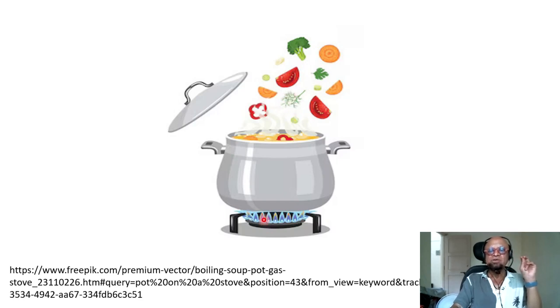So the energy is getting transferred to the pot, and the pot is transferring the energy to the water, and the water is transferring the energy to the things that are floating in the water. Could be milk and tea leaves and so on and so forth. But the main point is, this is hot and you can see it, right?